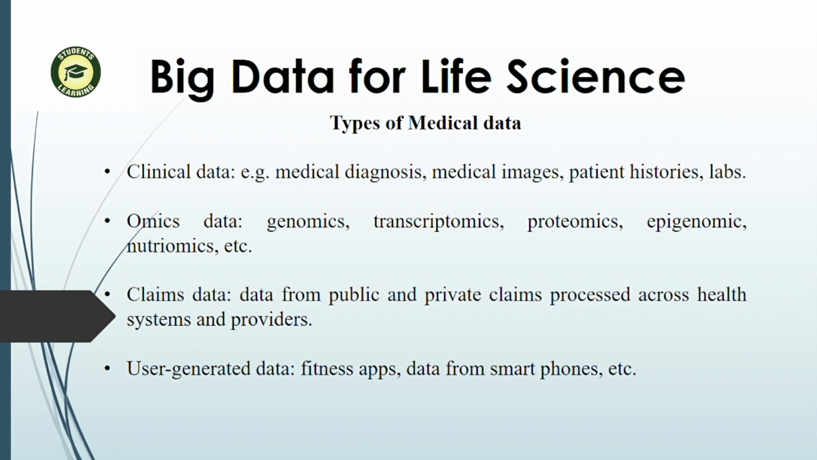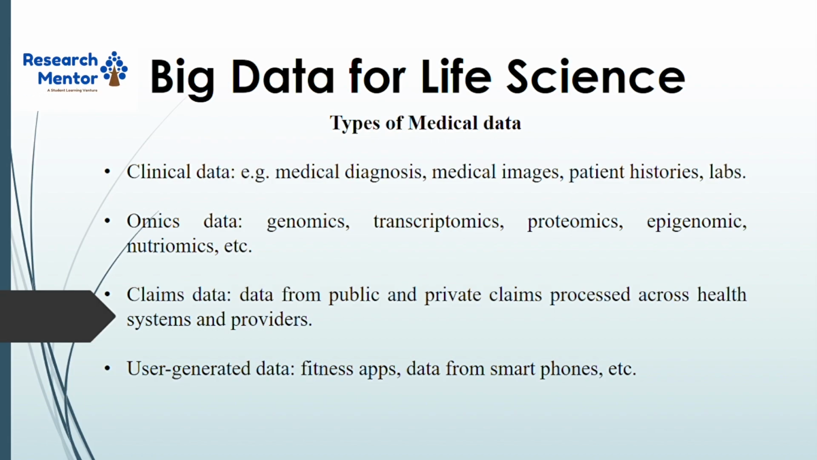Next, there are a lot of types of medical data. The first one is clinical data. Clinical data means medical diagnosis, medical images, patient histories and labs. The second one is omics data. Omics data means genomics, transcriptomics, proteomics, epigenomics and nucleomics. These are types of omics data. Next is claims data. Claims data means data from public and private claims processed across the health system and providers. This kind of data is called claims data.